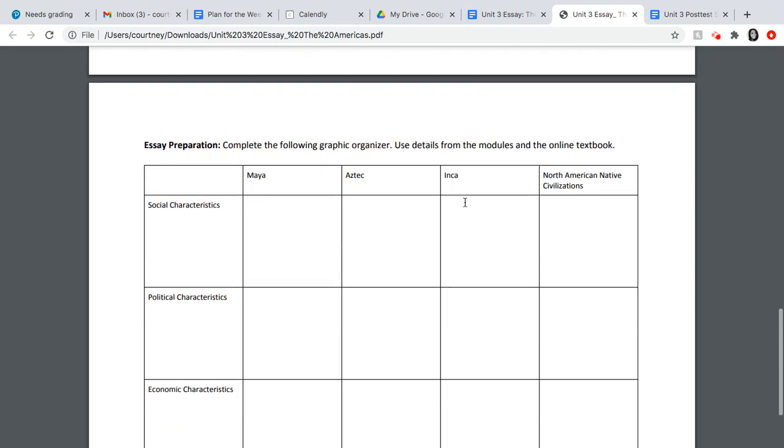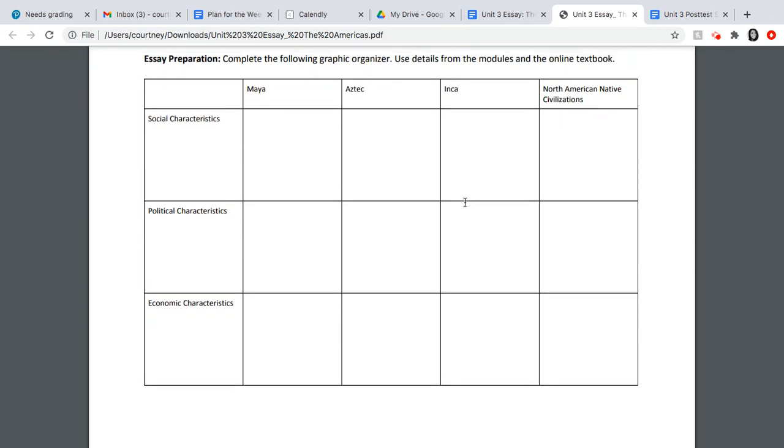The last page is the graphic organizer. You can do one of two things with this. If you'd like, you can print it and handwrite it, take a photo of it and upload it, or you can just make a copy of the document and type in your answers, which would probably be the easiest way to do this.